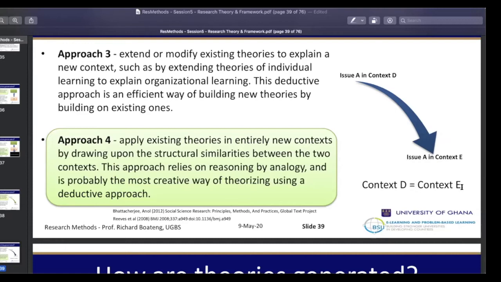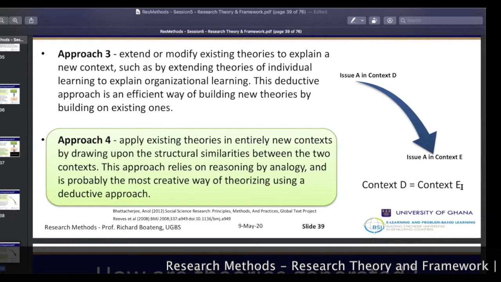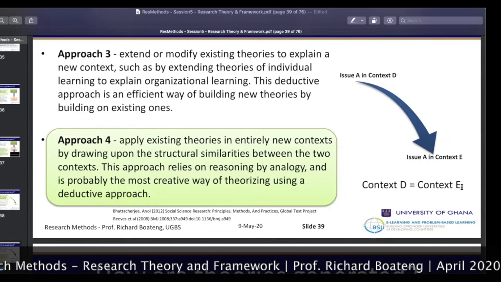But they share a similar relationship. Then you take your theory that was postulated in context D and try to study the same issue in context E to see whether their findings can be similar. Then you can end up saying that it looks like we can theorize that this thing happens in all contexts that have similar characteristics as this.